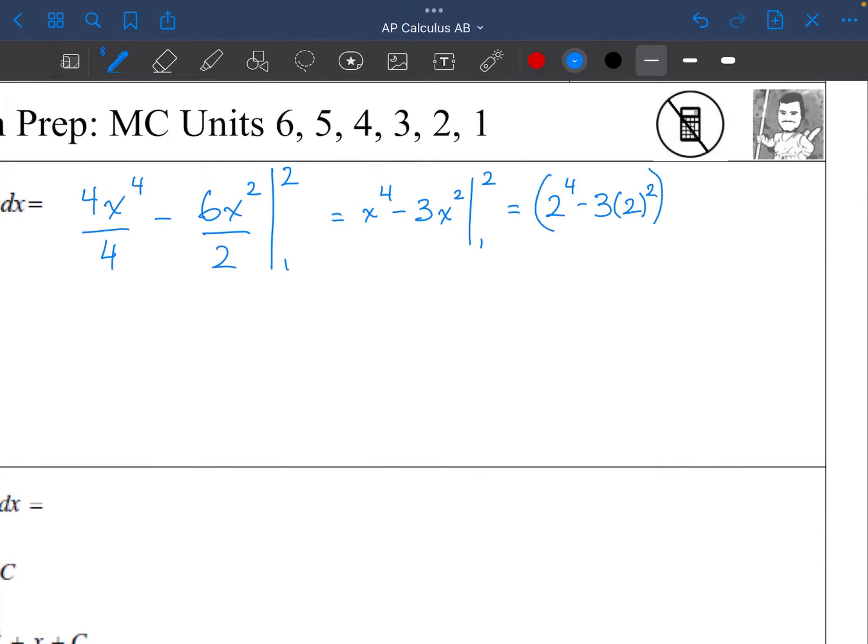And then I'm going to subtract the second half. Now if I plug in 1 in here, it's a little bit hard to write on the right side of the iPad here, but it's going to be 1 to the power of 4 minus 3 times 1 squared. And I can simplify this now. So 2 to the power of 4 is 16. Minus, okay, first I'm going to be doing 2 squared, which is going to be 4, and then 4 times 3 is 12. So it's going to be minus 12.